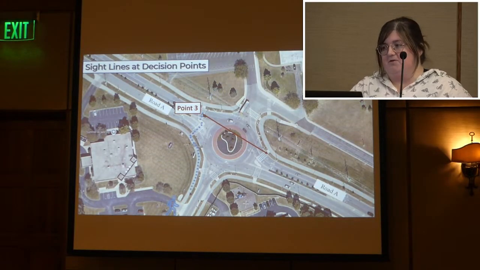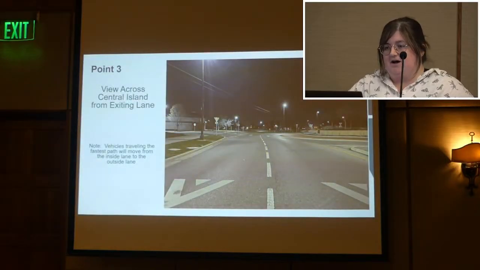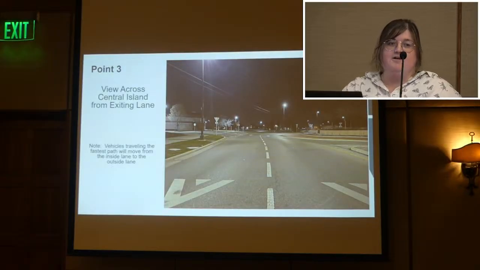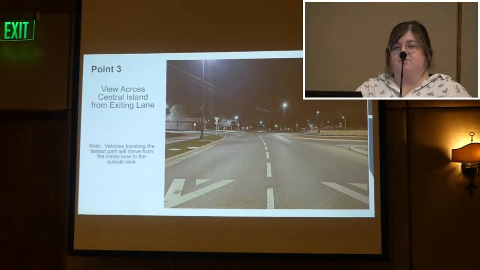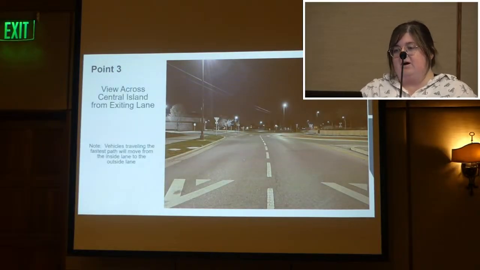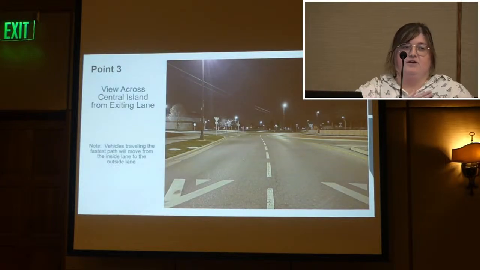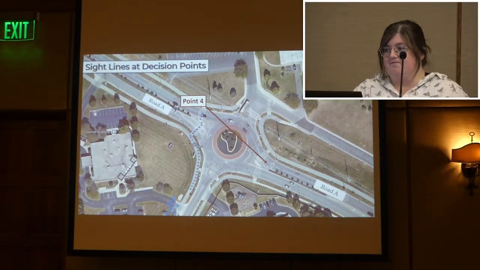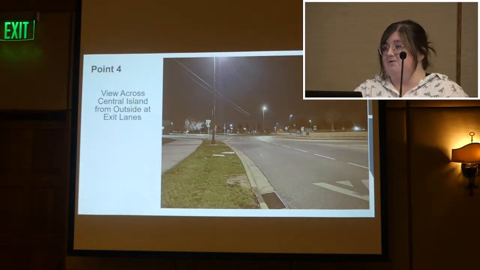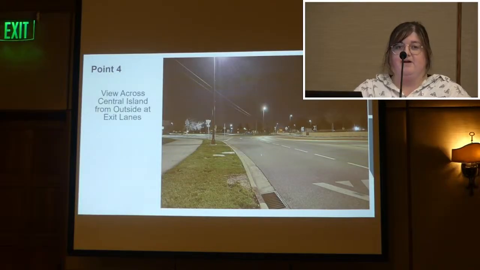We're at point 3. At point 3, we can see some of those lanes now that we're standing in the middle of the road. But just to note here, vehicles traveling your fastest path on the exit will move from the inside lane to the outside lane, cutting those corners. So point 4, we've crossed the roundabout. We're out of the way of any traffic. And at this point, this is where we can see everything, after we've already gone through.